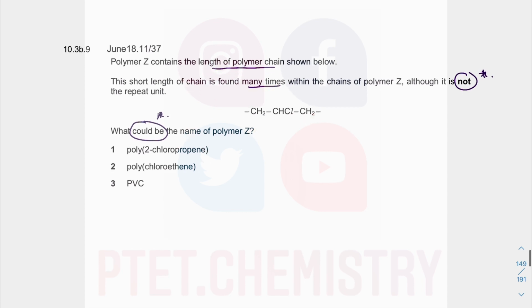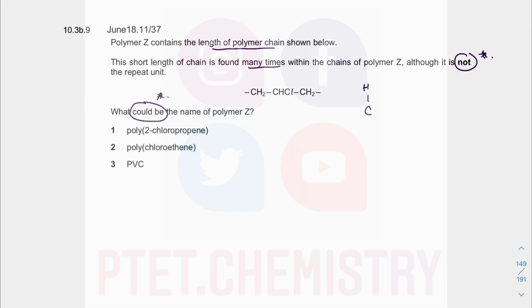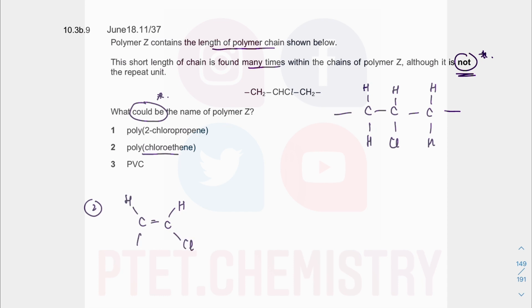All right, so I guess if I just draw it out, then perhaps it can be clearer. So this is not the repeat unit, yeah? That's what I said, this is not the repeat unit. So let me check option 2. If I have polychloroethene, so that is vinyl chloride, it just has one chlorine on an ethene molecule. If I form a polymer, I can get this.